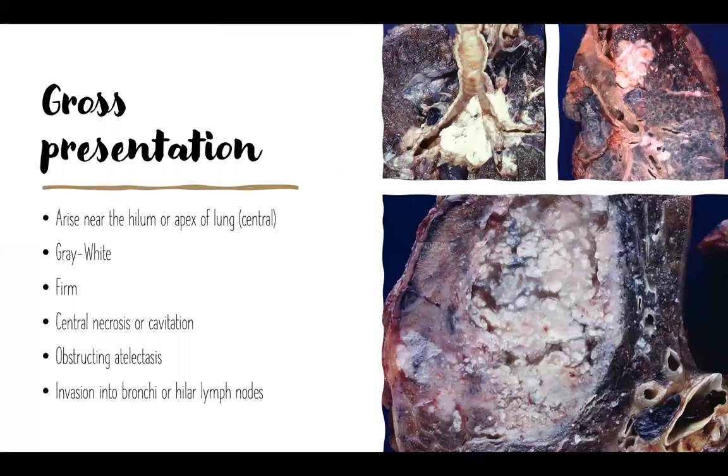Gross presentation of these tumors, like I said, they typically arise near the hilum or the apex of the lung, like centrally. They're gray or white, usually have some central necrosis or cavitation, so it's kind of just caving in on itself. They're typically firm and they can cause obstructing atelectasis, but you're going to find them invading into the bronchi or hilar lymph nodes just because of the nature of this occurring, because you're getting damage in the bronchi.